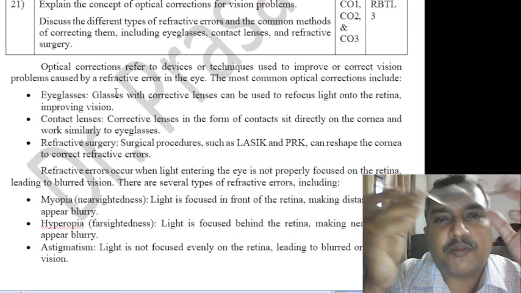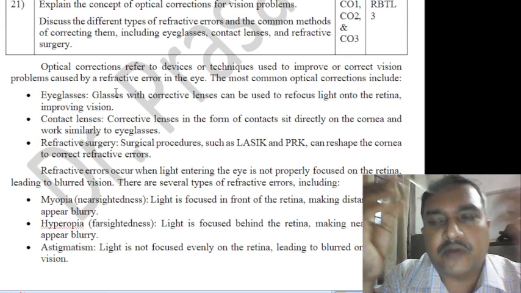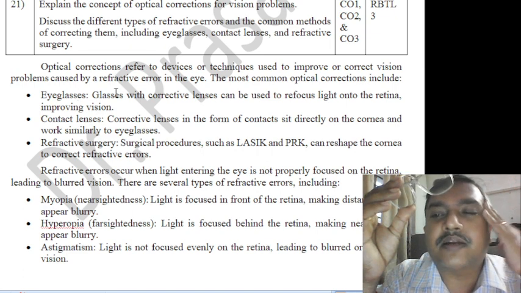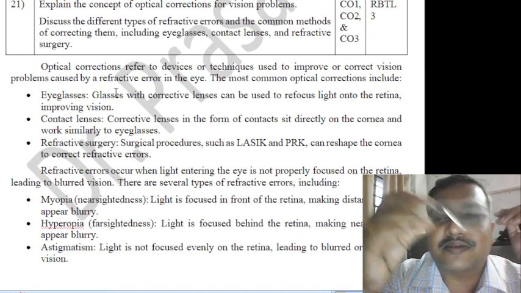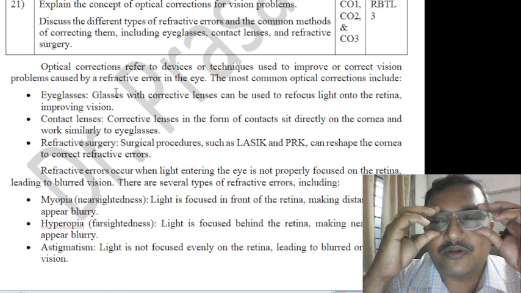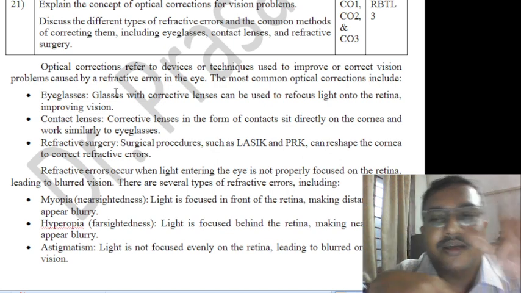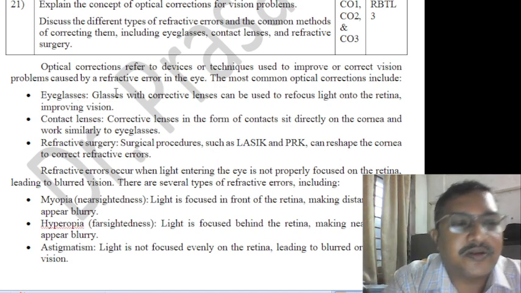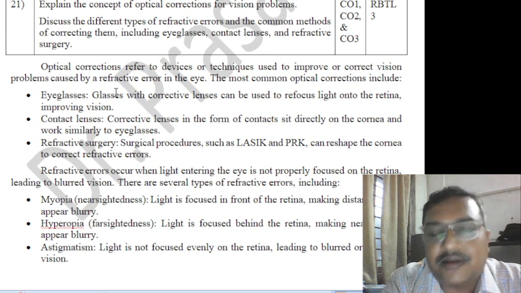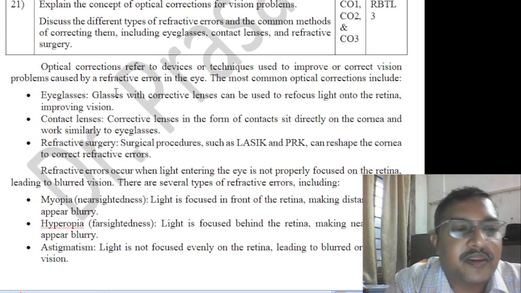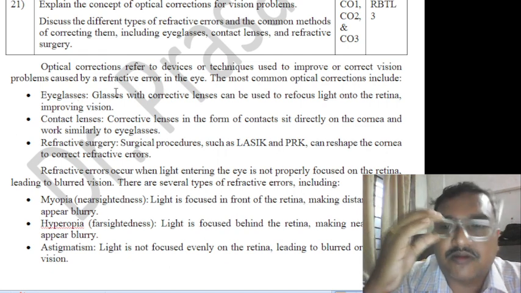It can be operated at a later stage; in the very initial stage, who will do the operation? So I have to wait another 20 years, I can go like this with the specs, then I may have to do the surgery for that. Now optical correction can be done with glasses, or I can even use contact lenses.